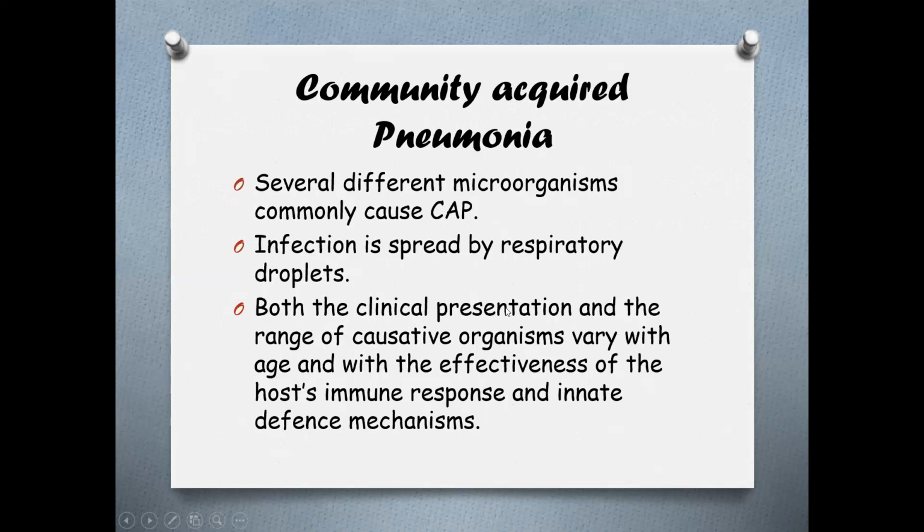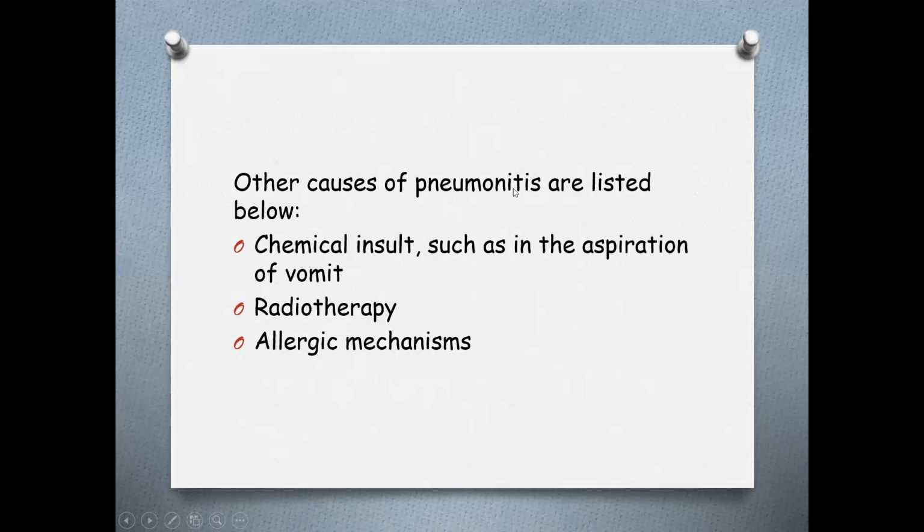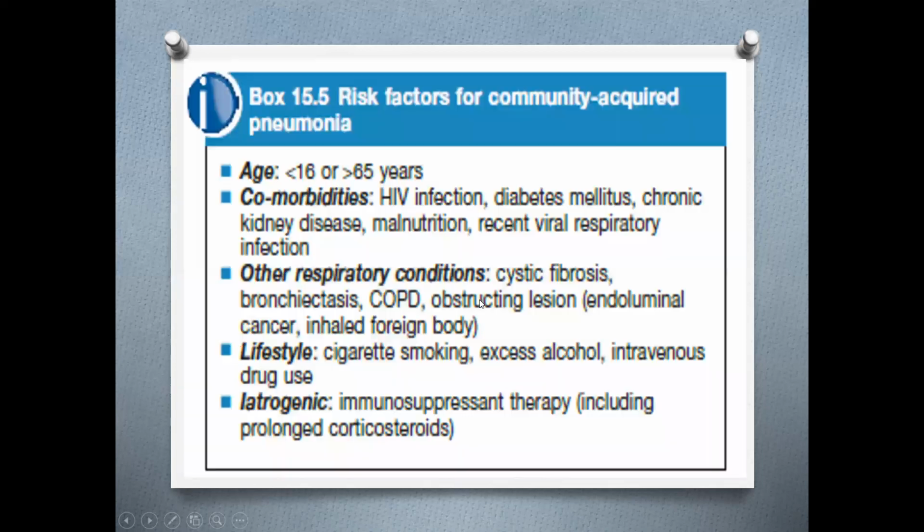So we said that we can have organisms that can cause pneumonia. Then we can have other causes of pneumonitis, such as chemical insults, such as in the aspiration of vomit, radiotherapy, or allergic mechanisms. So what are the risk factors for community-acquired pneumonia?